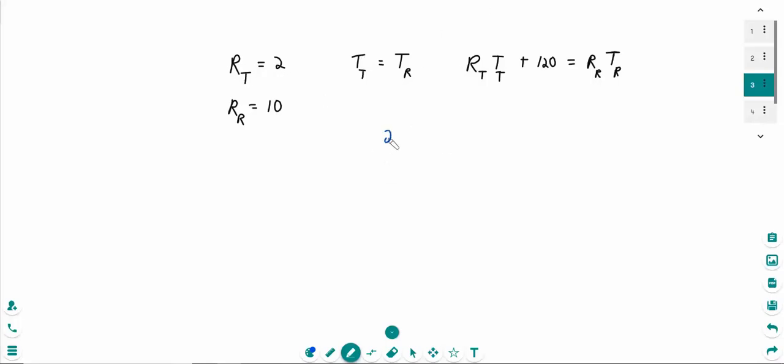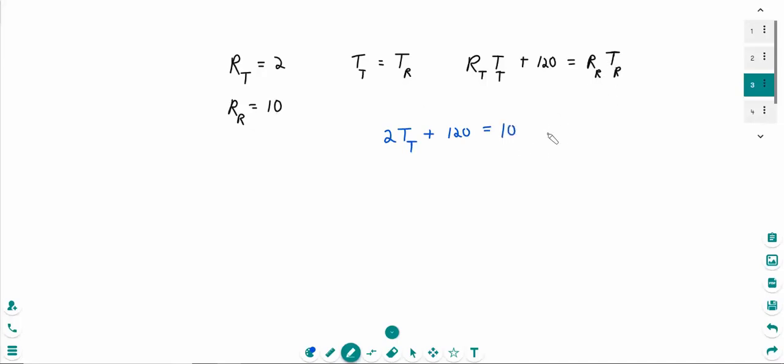So we can replace that with a 2. T sub t, we do not know what that is, so we'll leave it as our subscripted variable. Plus 120 equals r sub r. We know what that is, that's a 10, times t sub r.